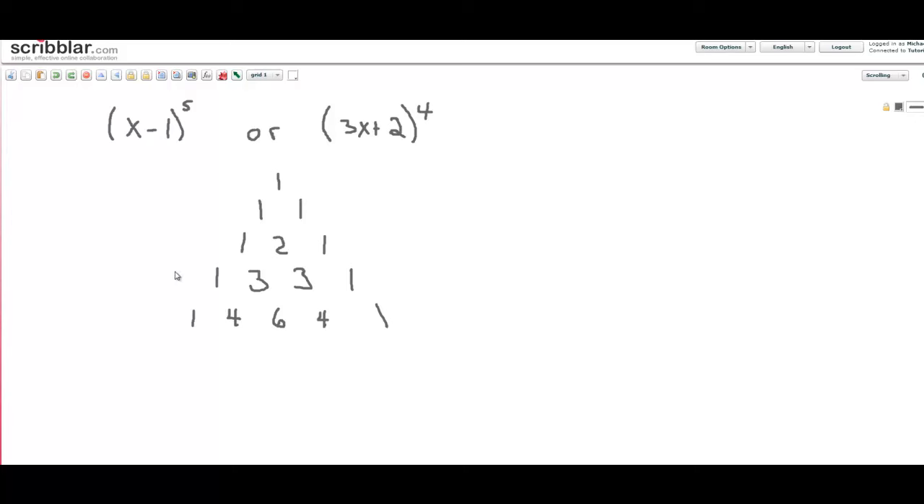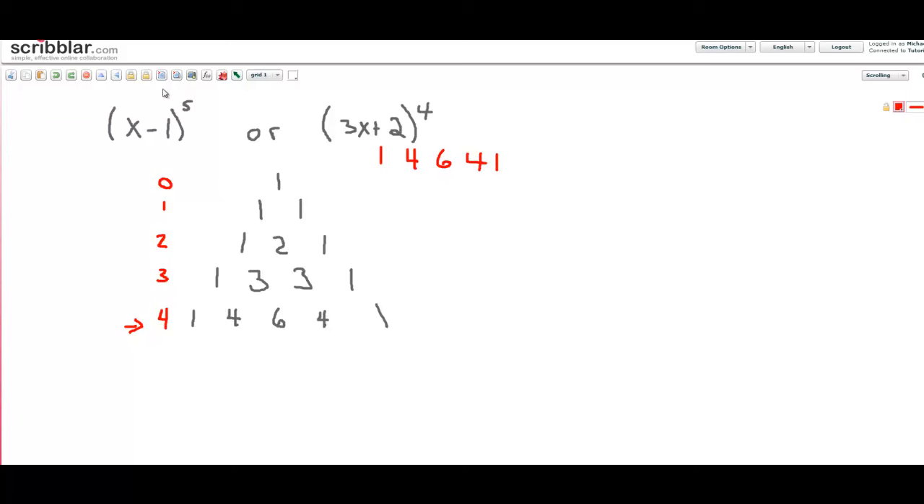And so what this represents is the extra coefficients for a binomial theorem, or for expanded binomials. This first row is actually a degree of 0. Second row is degree of 1, then degree of 2, degree of 3, degree of 4. There, degree of 4. We're going to need that one, so I'm going to put that underneath here to remind me. 1, 4, 6, 4, 1.